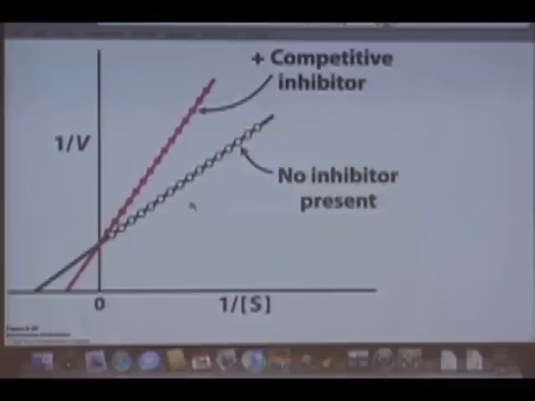Now, what I showed you before is that if I take that hyperbolic plot that I got for a V versus S plot and plot the reciprocals, I get a straight line. And I told you that the intercept of the x-axis was minus 1 over Km, and the intercept of the y-axis was 1 over Vmax. Now, if I take another set of reactions, and instead of having no inhibitor, I add an inhibitor, what would I expect to see?